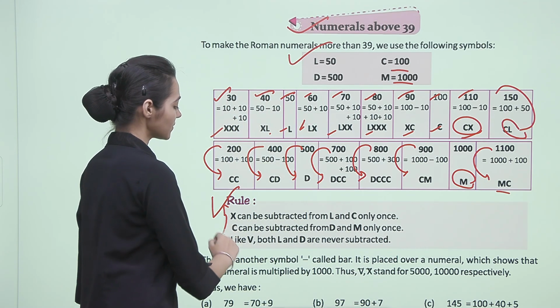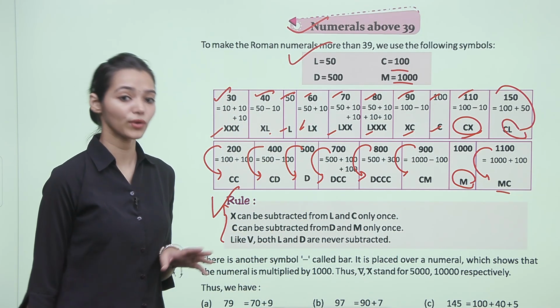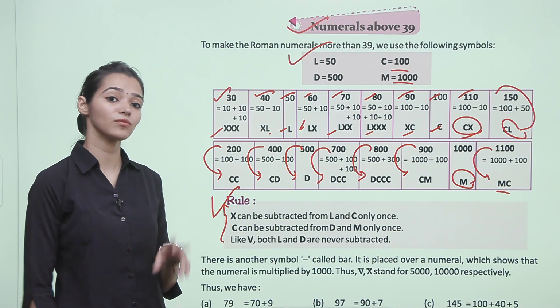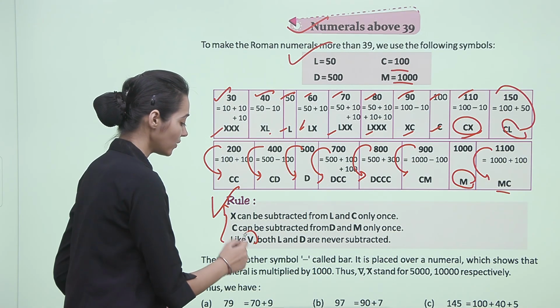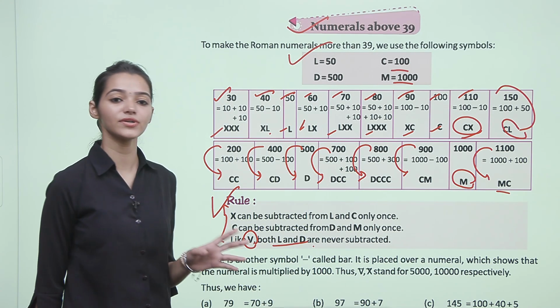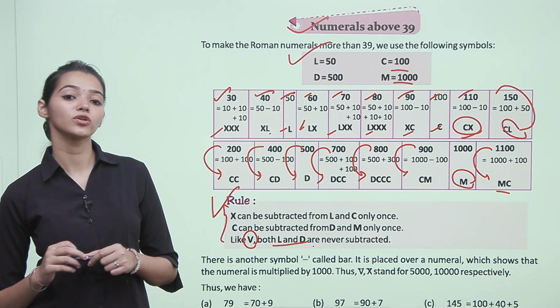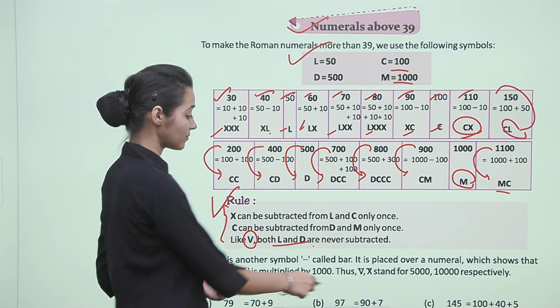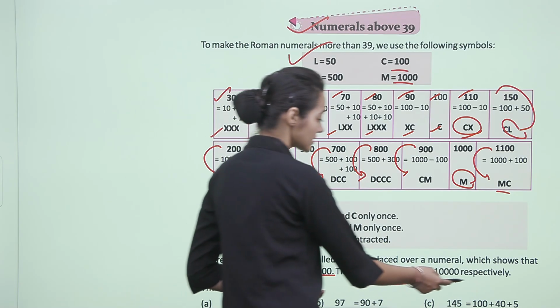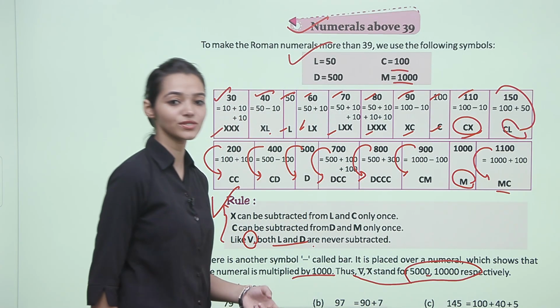Now the rule is so simple: X can be subtracted from L and C only once, C can be subtracted from D and M only once, and like V, both L and D are never subtracted. Now there is another symbol called a bar, placed over a numeral, which shows that the number is multiplied by 1000, that is V-bar and X-bar stand for 5000 and 10,000 respectively.